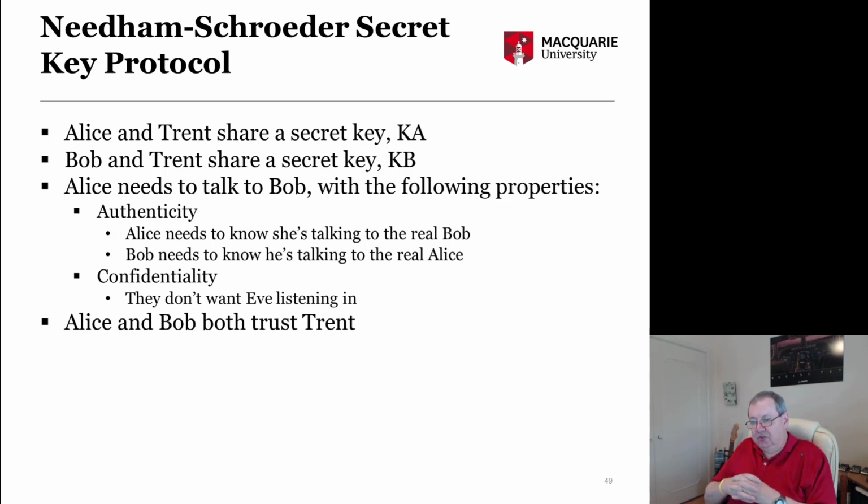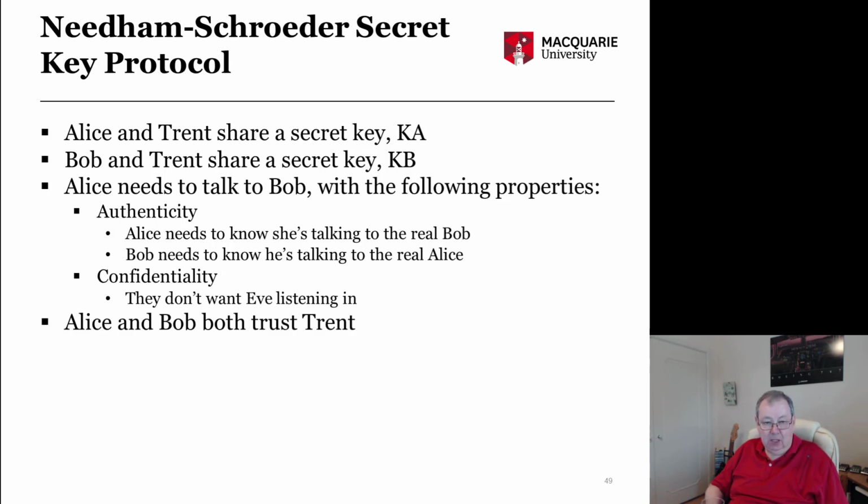One of the protocols that emerged towards the end of this period was called the Needham-Schroeder secret key protocol. It's a very important protocol, and it still lives on today with modifications, as you'll see. Now, in this scheme, Alice and Trent share a secret key, KA. That probably should be subscripted in that slide. Bob and Trent share a secret key, KB. So Trent actually knows the various keys. Alice needs to talk to Bob. And there are some properties that are required.